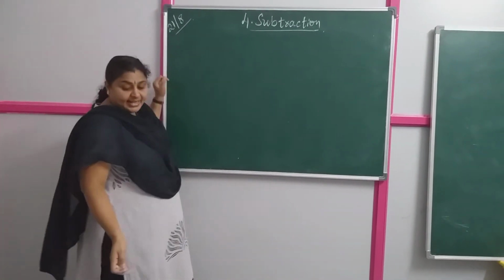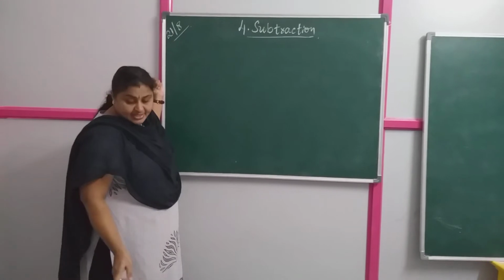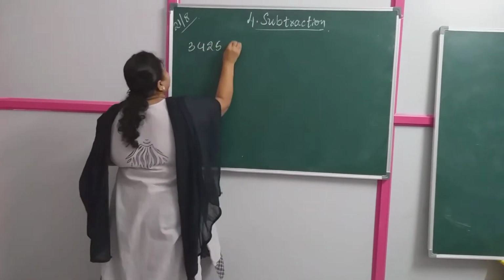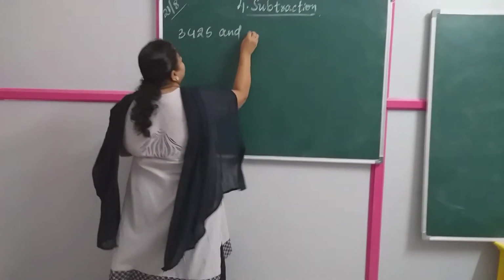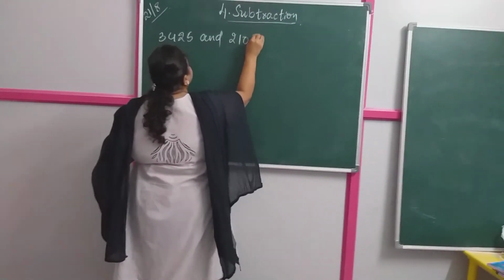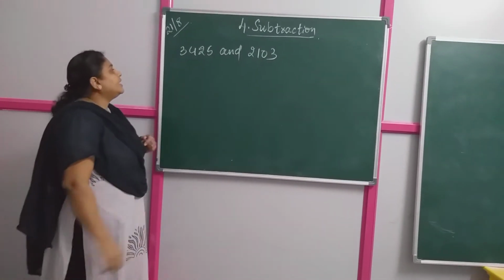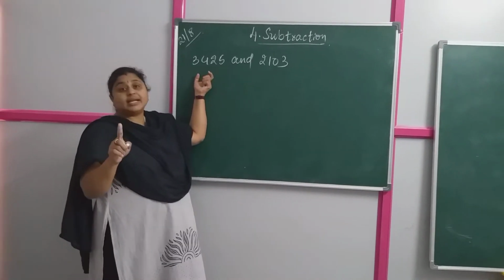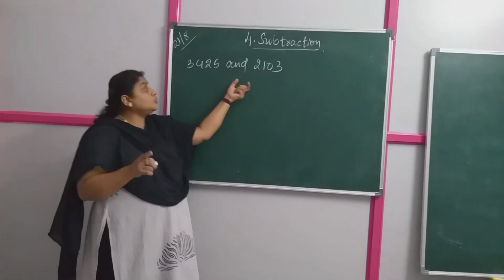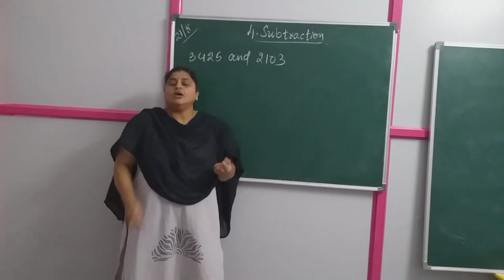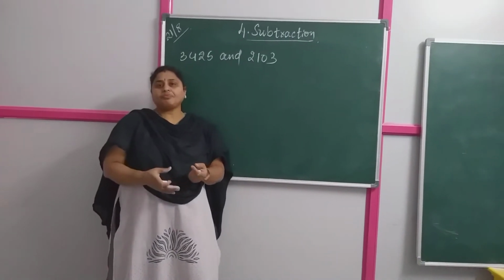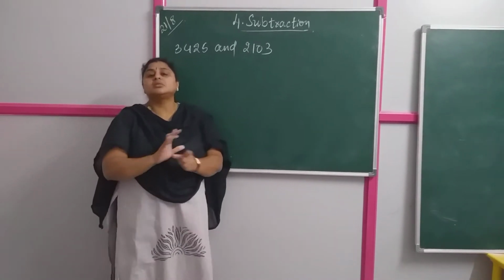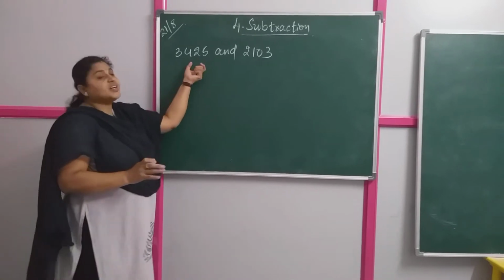Okay children, now we'll take the problem from your textbook itself. Now subtract, or find the difference between 3425 and 2103. Now you did 3-digit subtraction in your grade 2. Alright. Now we are going to do the 4-digit subtraction here. However many digits there are, the subtraction concept is the same. Got it children? Now let us first arrange it.